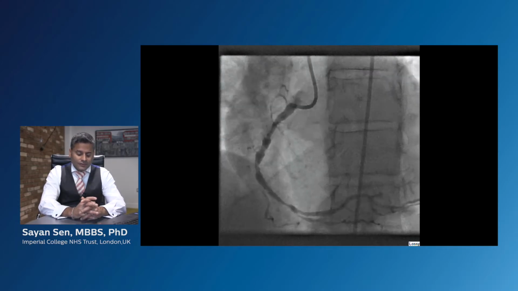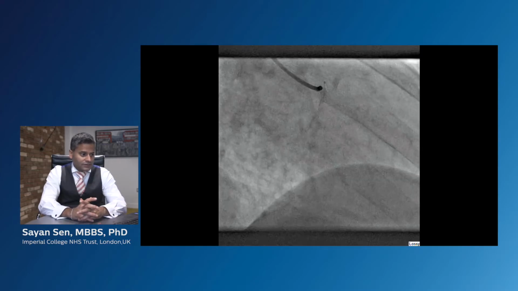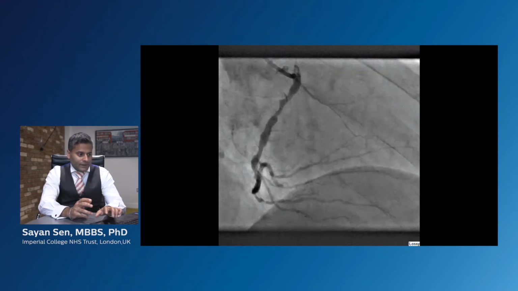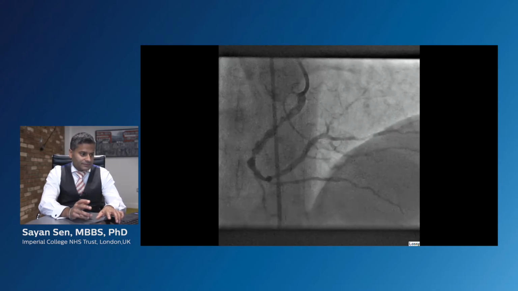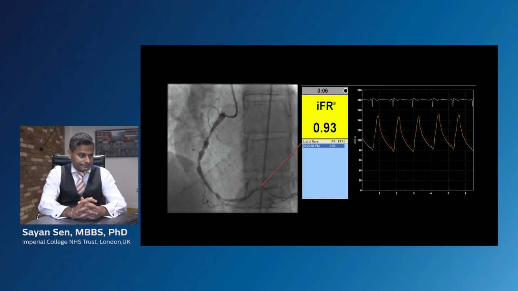We passed the iFR wire down to the distal vessel, and we found that the iFR in the PLV branch was in fact 0.93. This was obviously very surprising, and suggests that neither of the two lesions that we'd interrogated on this assessment were flow limiting. However, clearly the patient had symptoms of angina, and he had a positive exercise test.